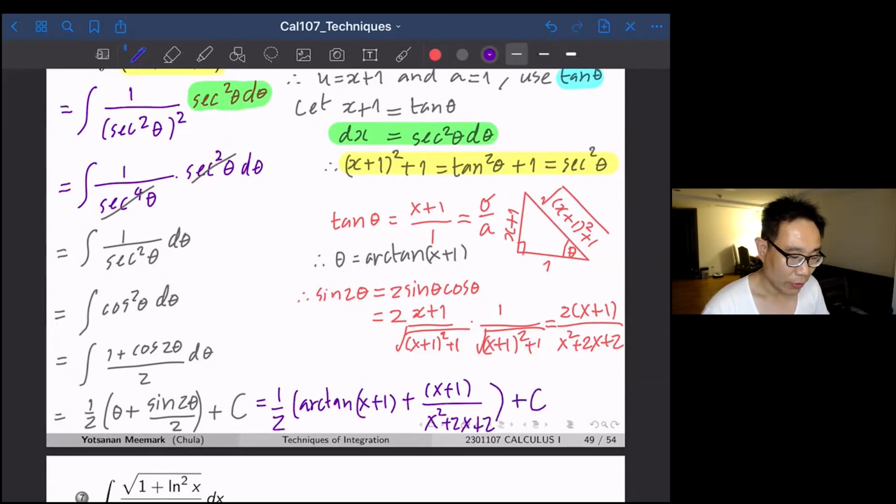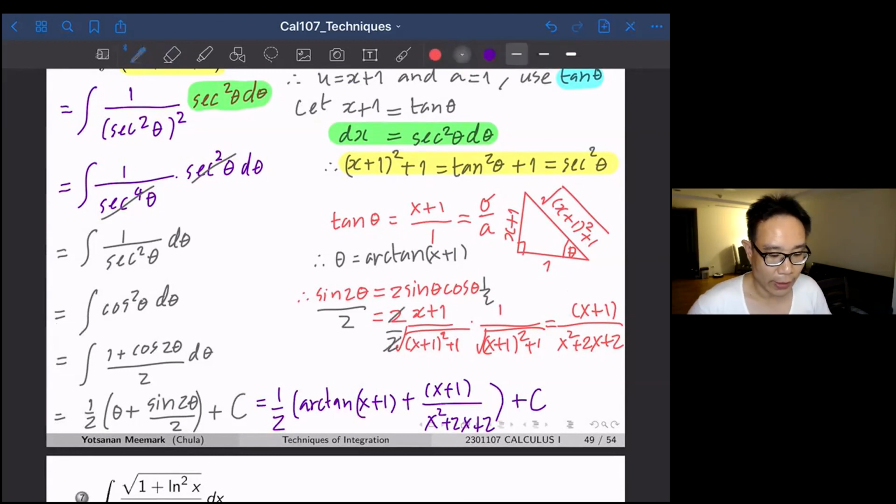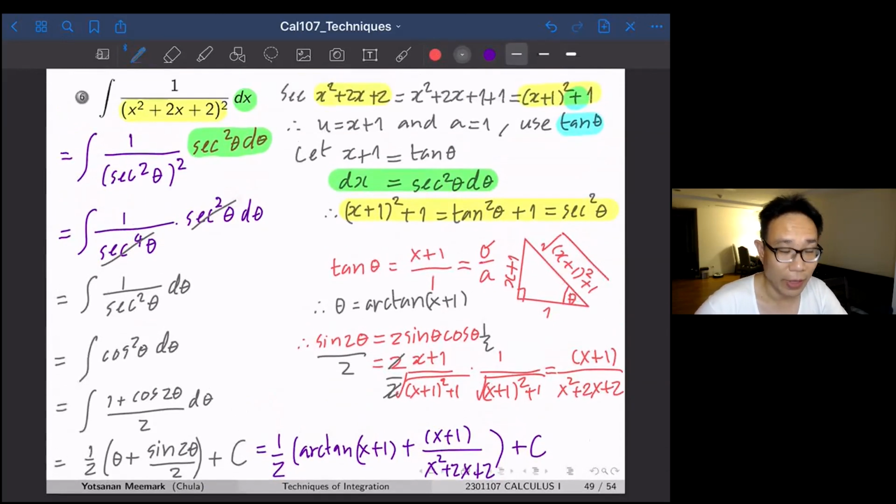Okay, don't forget that you have 1/2. Okay, so you have divide by 2, divide by 2. So this one gets rid of it. Okay, so this one will be your final answer in terms of x.